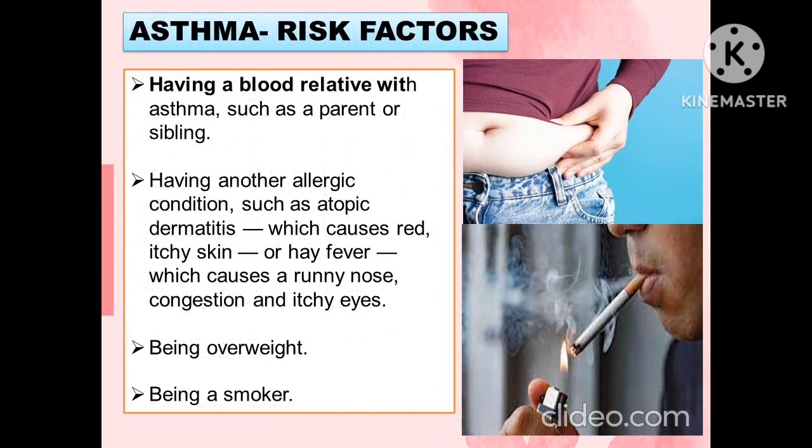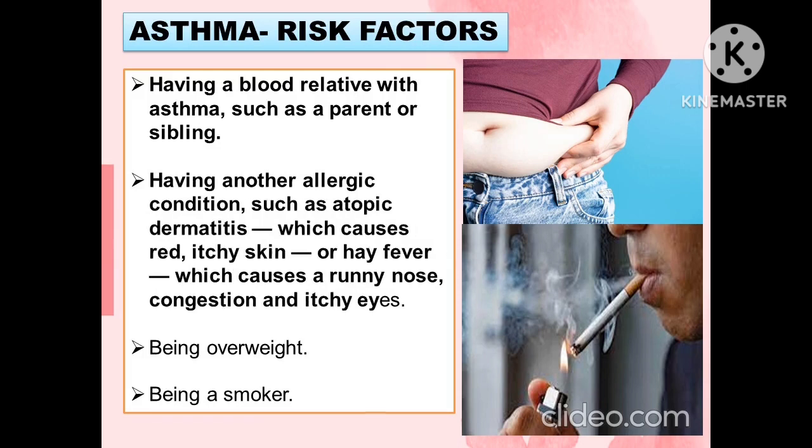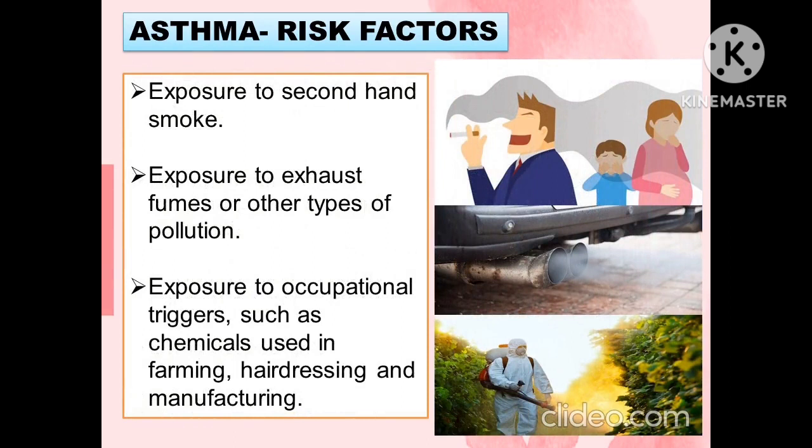The following are the risk factors of asthma: having a blood relative with asthma, such as a parent or sibling; having another allergic condition such as atopic dermatitis, which causes red, itchy skin, or hay fever, which causes a running nose, congestion, and itchy eyes; being overweight; and being a smoker.